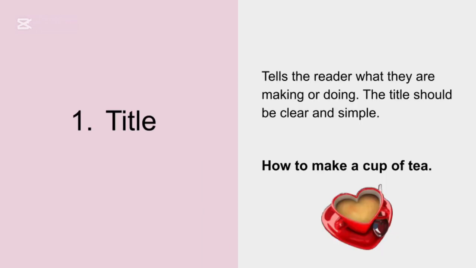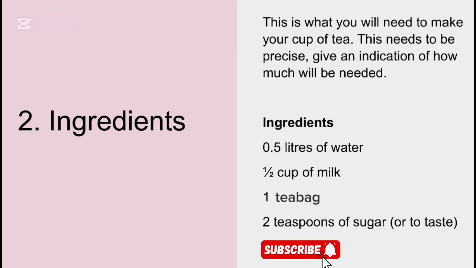Number 1 is the title. It tells the reader what they are making. The title should be clear and simple. Usually, your teacher will give you the title. Make sure to include it in your final draft. The title does count as a mark or 2 depending on the grade. Now, for our recipe, we are going to look at how to make a cup of tea.